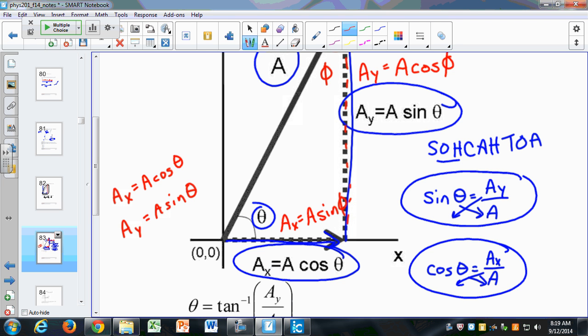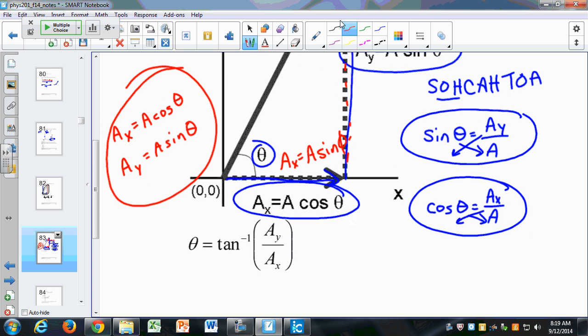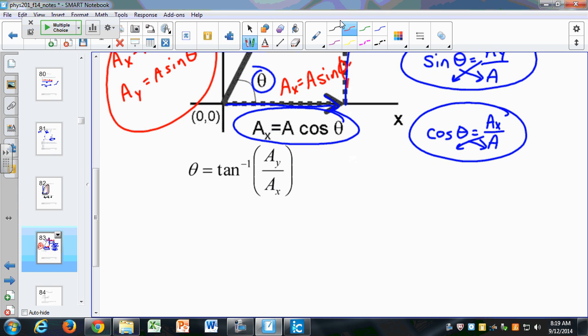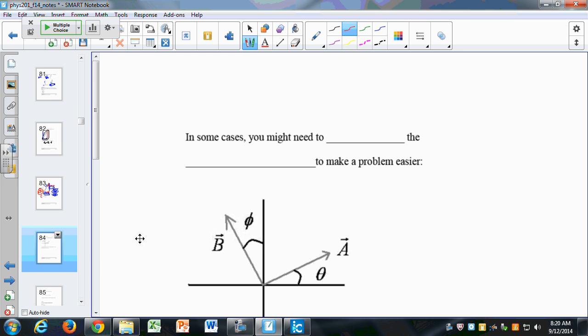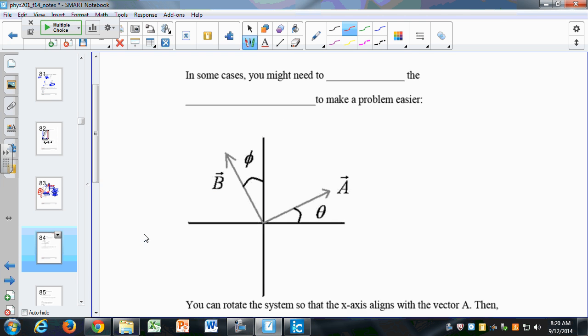But I always just like to remember that this is true most of the time when our angle is measured from the x-axis. If we have the x and y components, we can also use our tangent function, as we've already done in chapter 1, to find an unknown angle. And we'll do that next time when we do several examples of adding vectors.